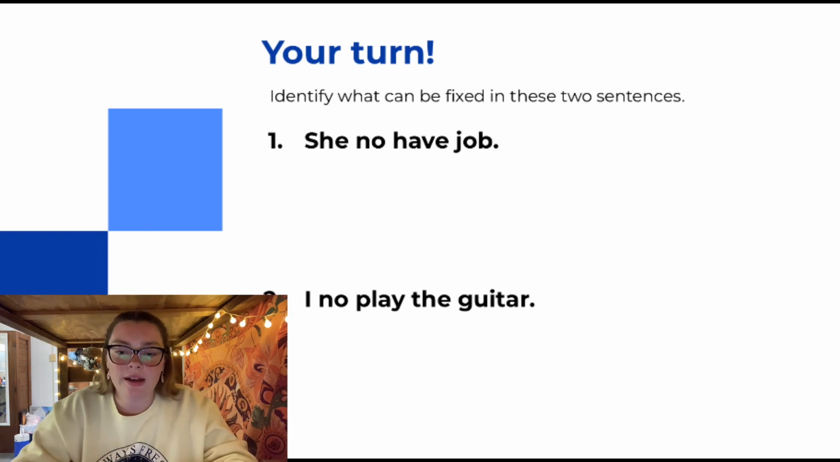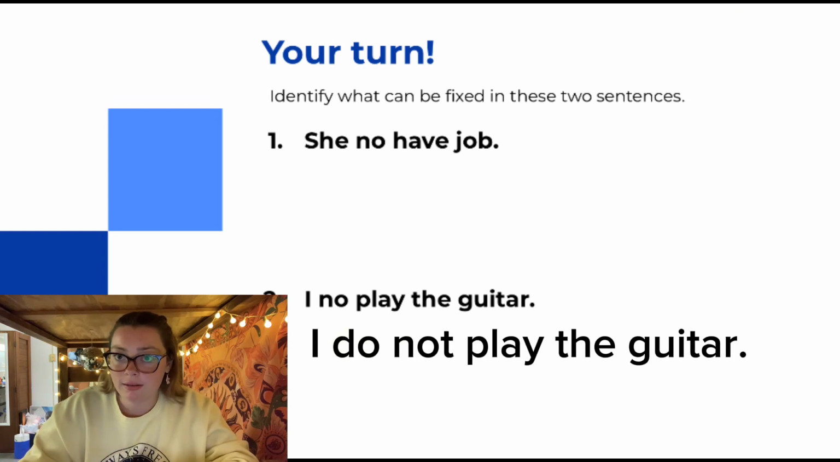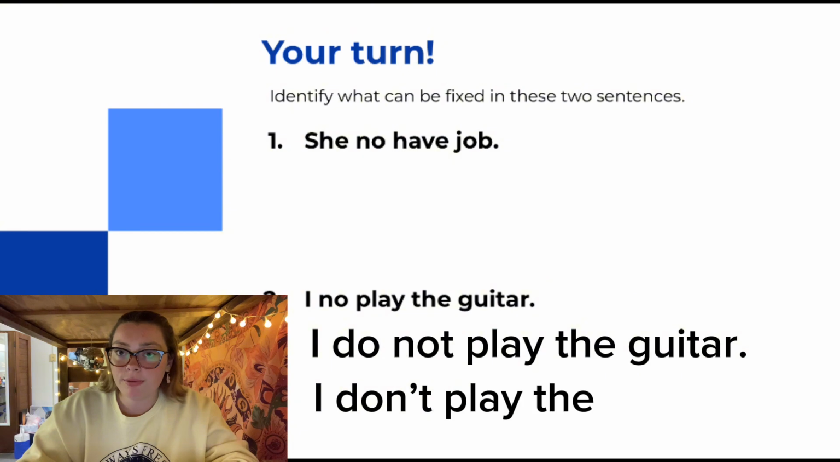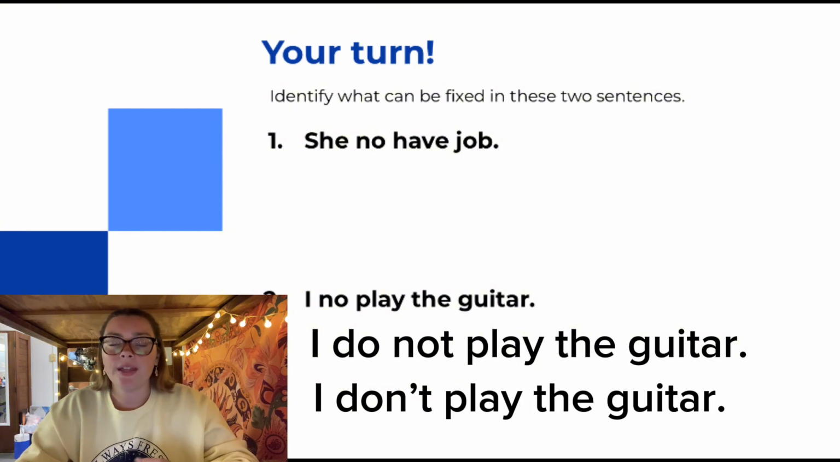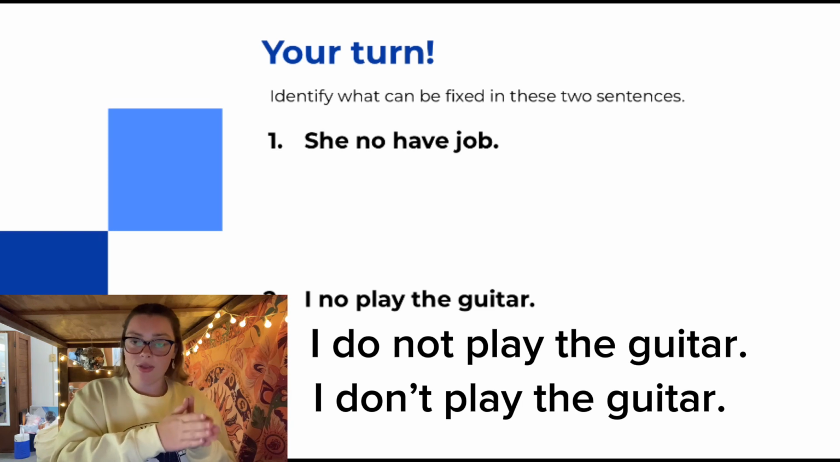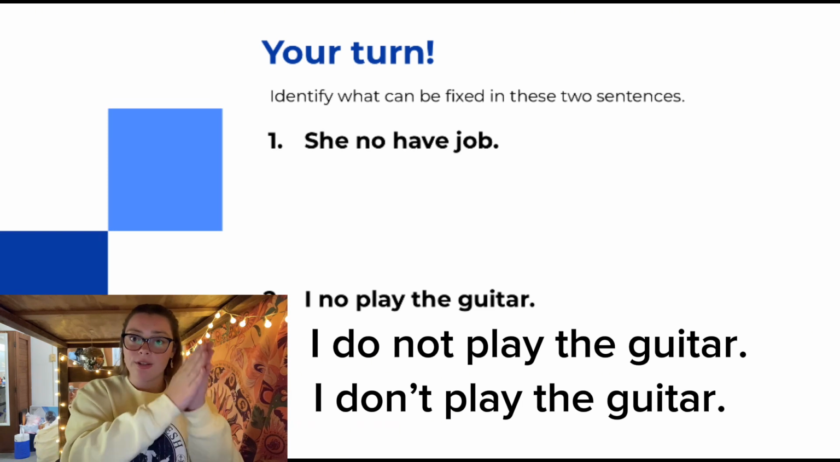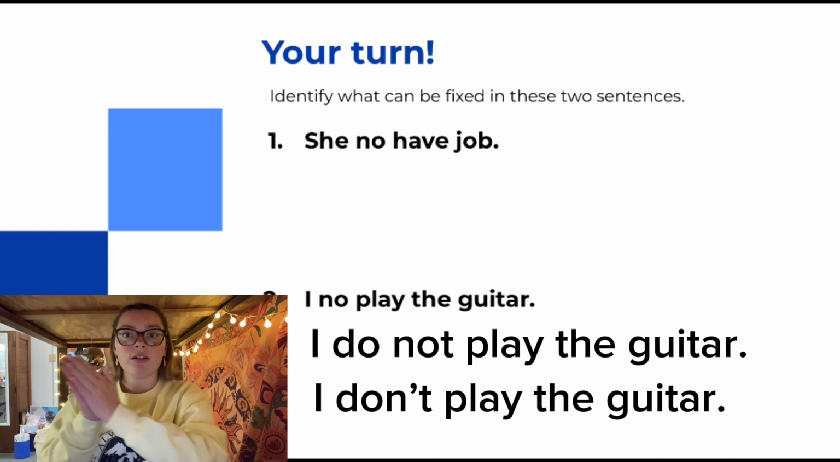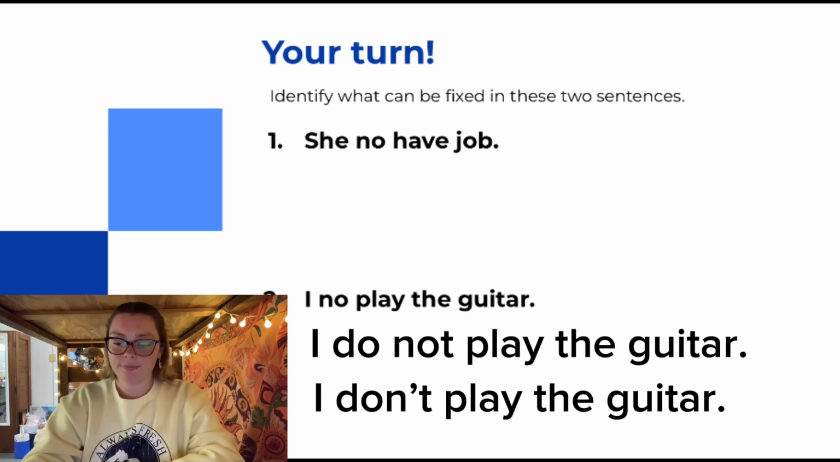All right, so after you had a chance to work through that on your own, we have I know play the guitar. I do not play the guitar. I don't play the guitar. And if you're still having difficulty, remember the process that we went through with the one slide with the arrows that was affirmative, negative, contracted, right?